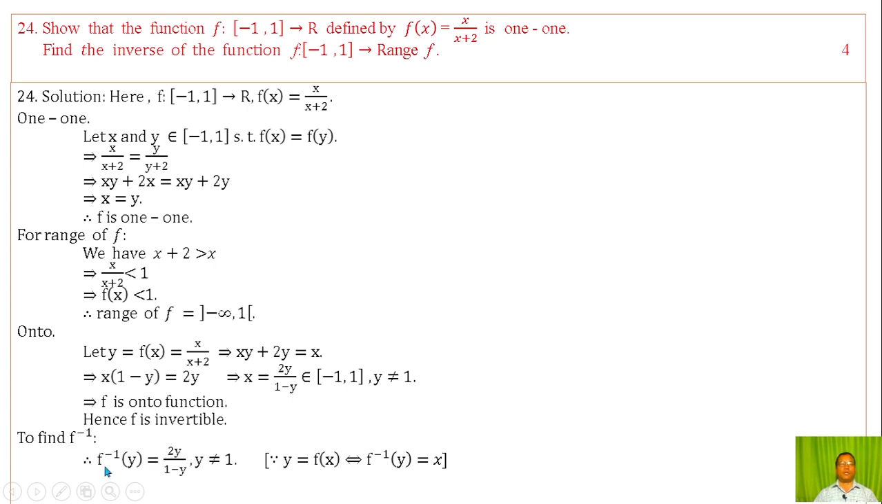To find f inverse, x is f inverse of y. Then y is replaced by x, which is the inverse of the given function.